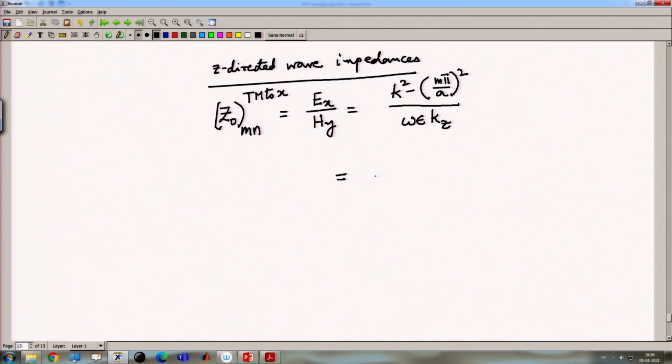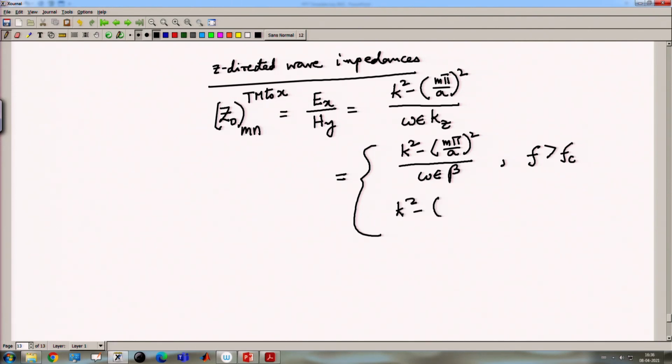and that is equal to k square minus m pi by a whole square by omega epsilon beta for f greater than f c, f c being the cutoff frequency, and that is equal to k square minus m pi by a whole square by minus j omega epsilon alpha for f less than f c. So this is equation 11.